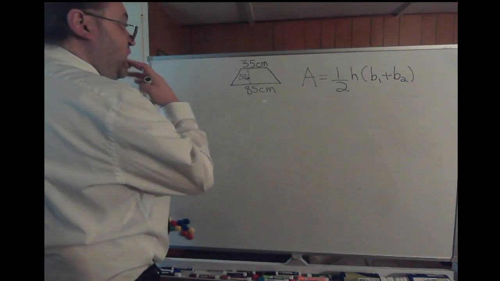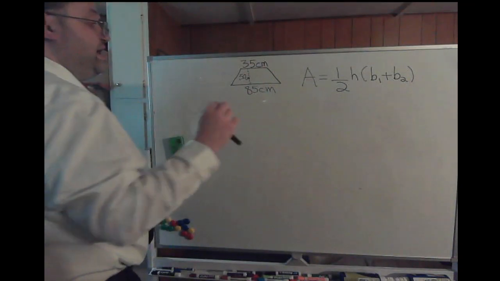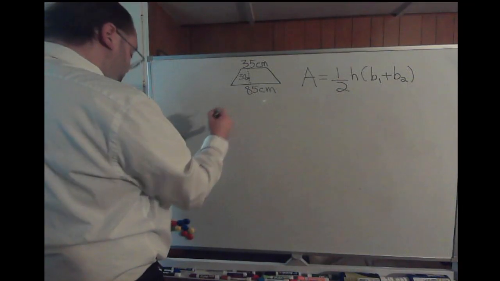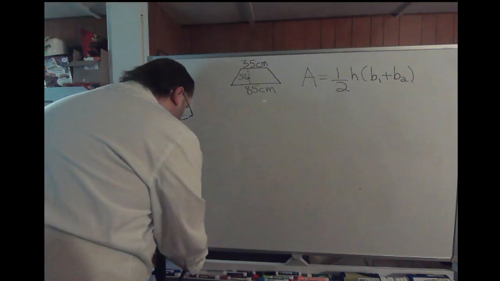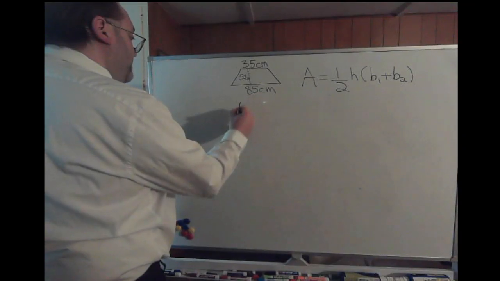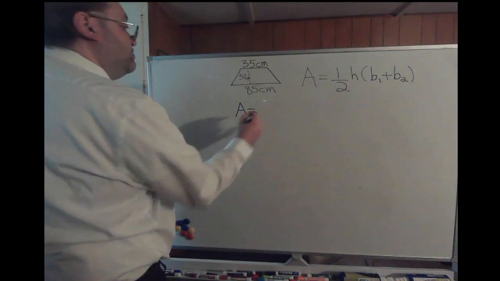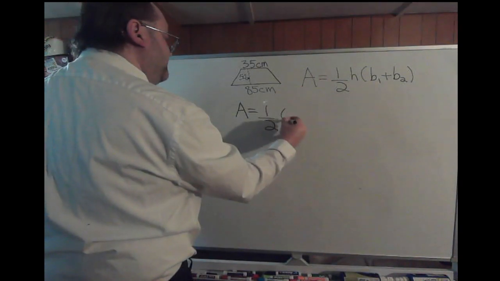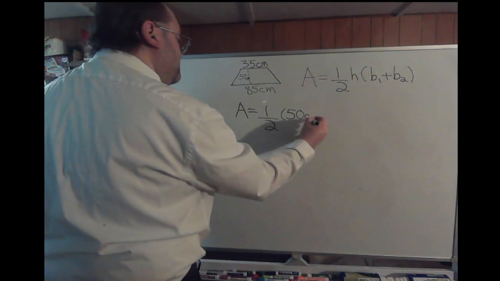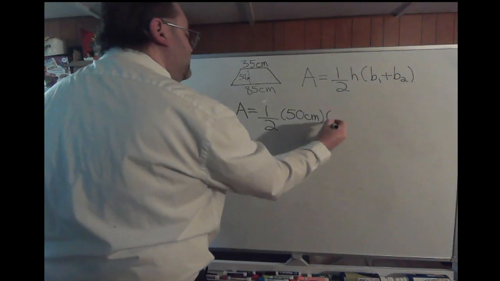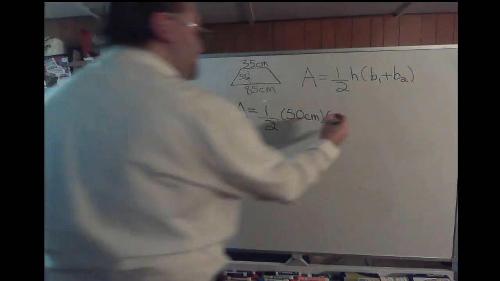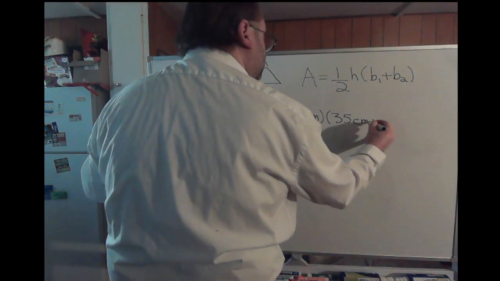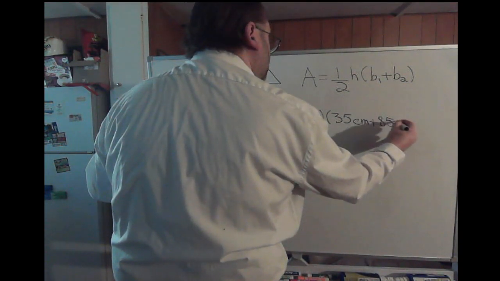Because once again, these slanted legs of the trapezoid cannot be your height. You have to have a straight line for it to be a height. So we'll start out here. Let me see if I can find a better marker. The area, there we go. Area is equal to 1/2 of the height, which was 50 centimeters, times the sum of your bases, which would be 35 centimeters plus 85 centimeters.